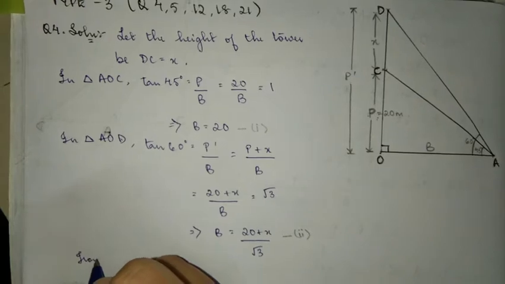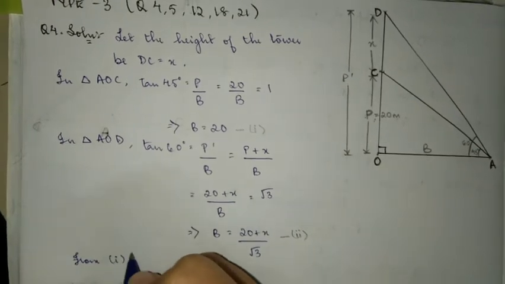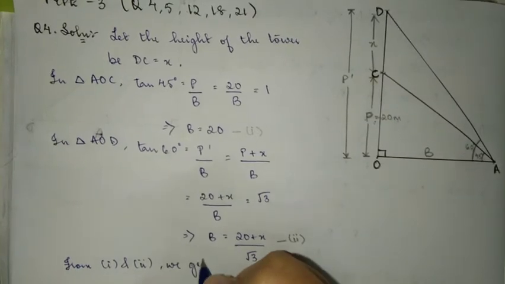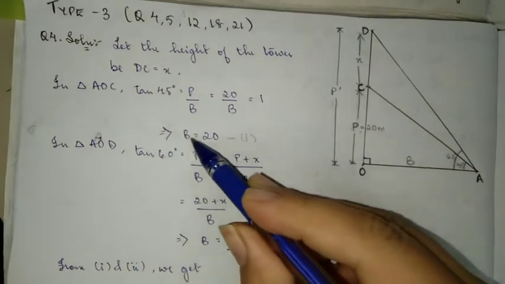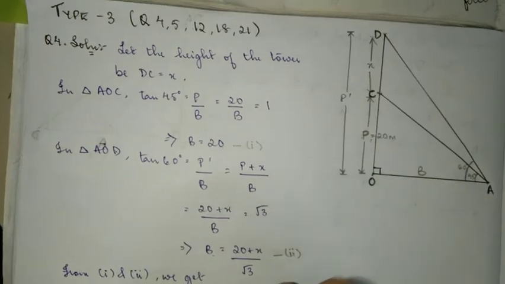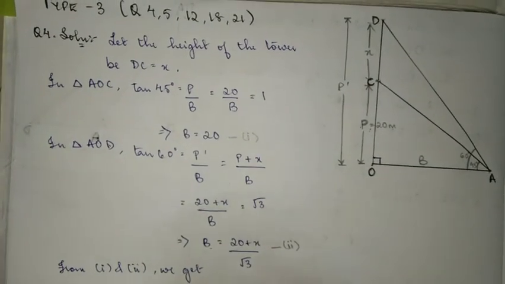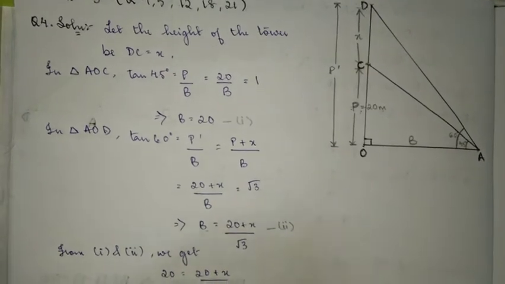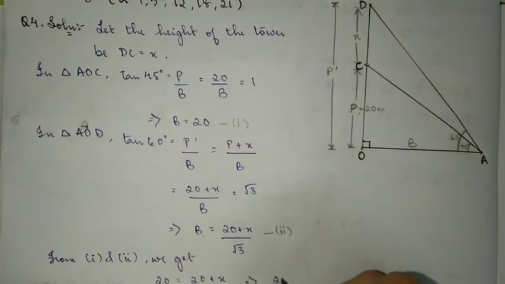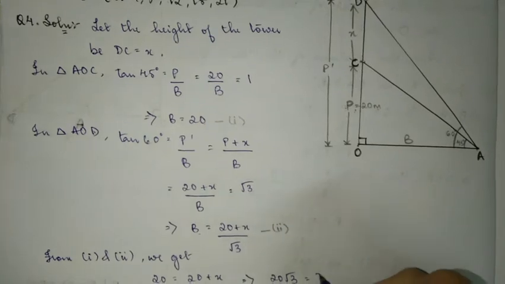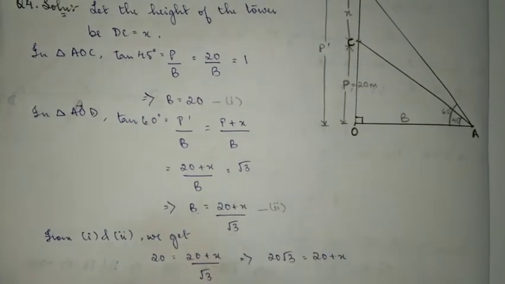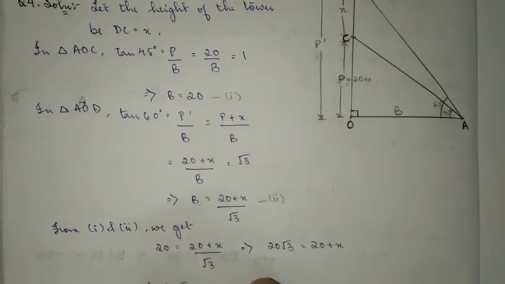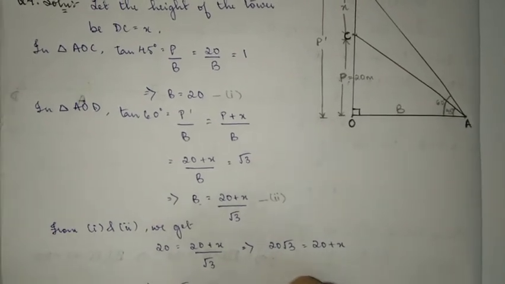Now from 1 and 2, if you equate both the right hand sides, we will get 20 is equal to 20 plus 3 by 20 plus x by root 3. Okay, so if you cross multiply it, you get 20 root 3 is equal to 20 plus x, which will further imply, if you move 20 to the other side, it will become 20 root 3 minus 20 is equal to x.